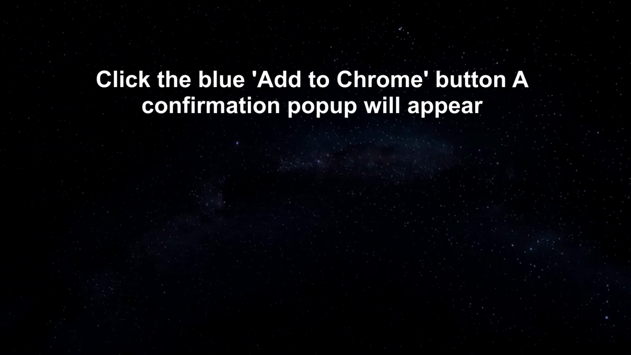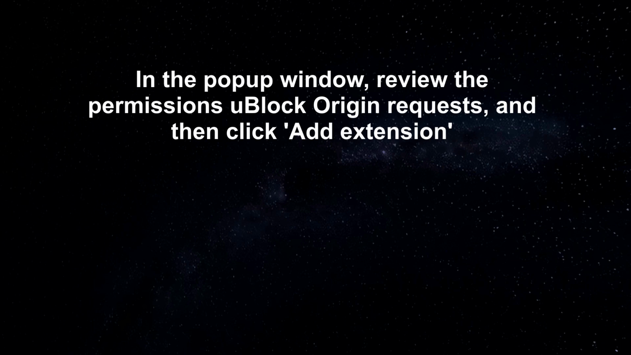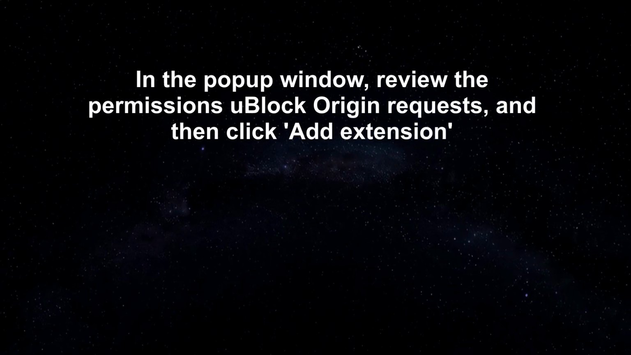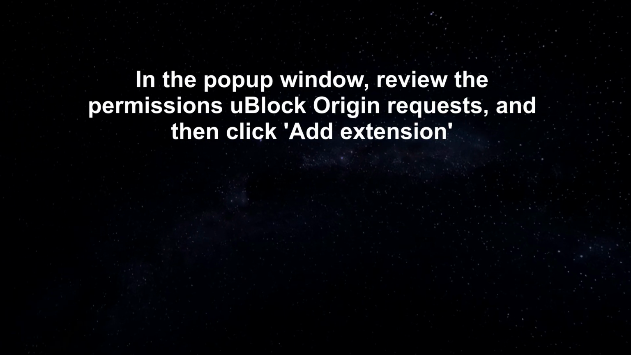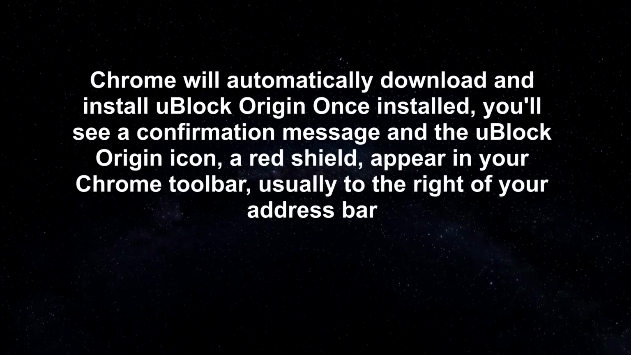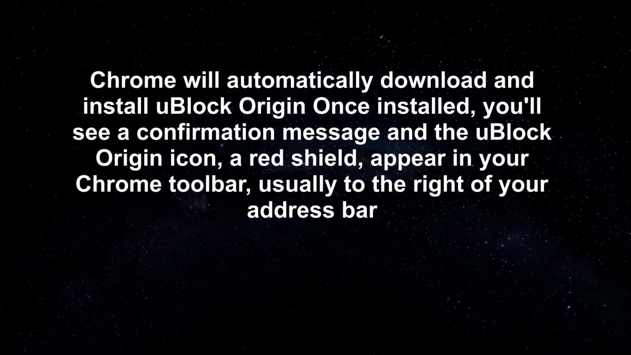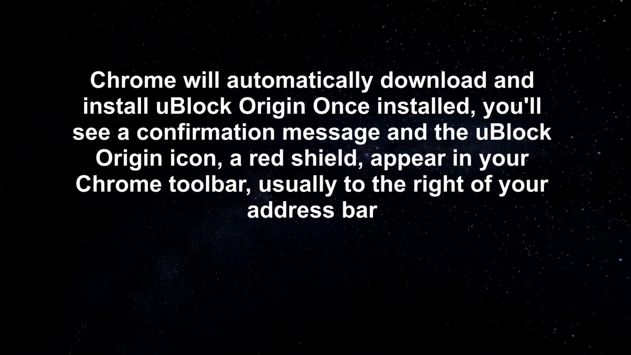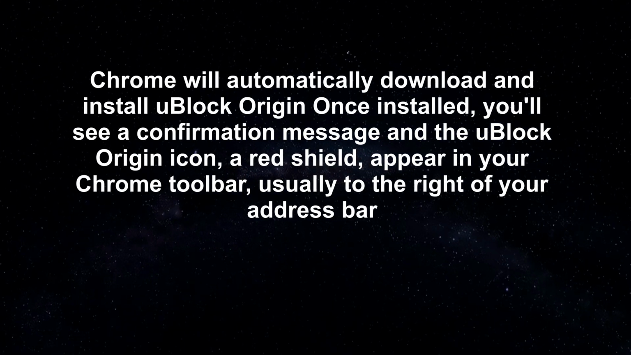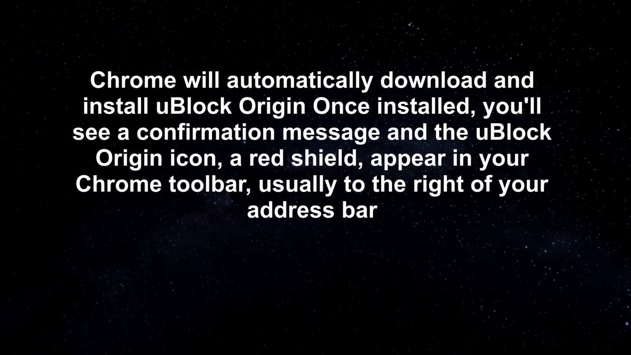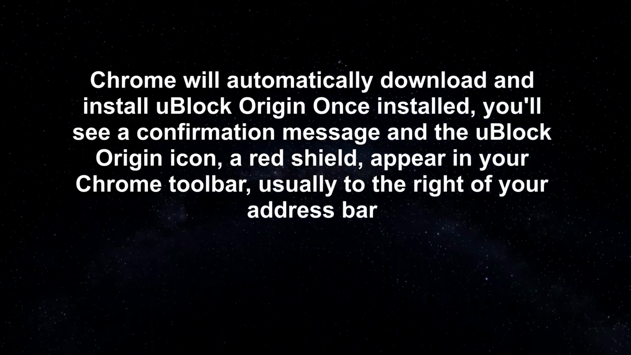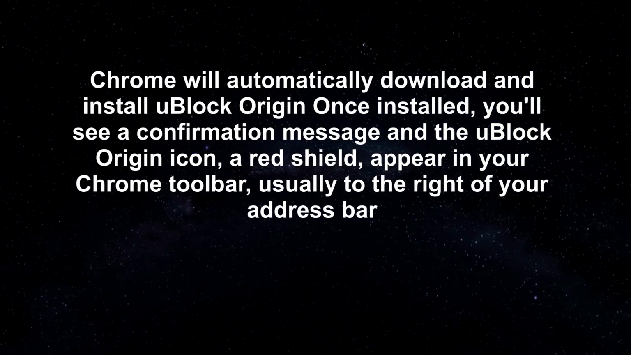A confirmation pop-up will appear. In the pop-up window, review the permissions uBlock Origin requests, and then click Add Extension. Chrome will automatically download and install uBlock Origin. Once installed, you'll see a confirmation message and the uBlock Origin icon, a red shield, appear in your Chrome toolbar, usually to the right of your address bar.